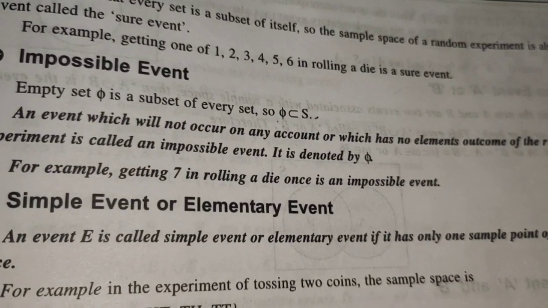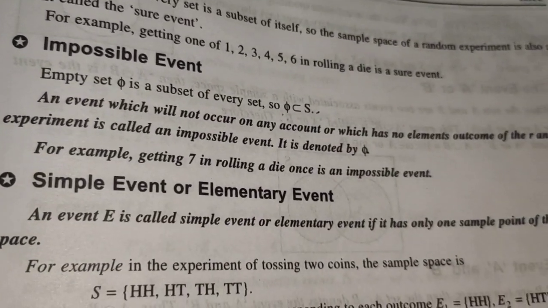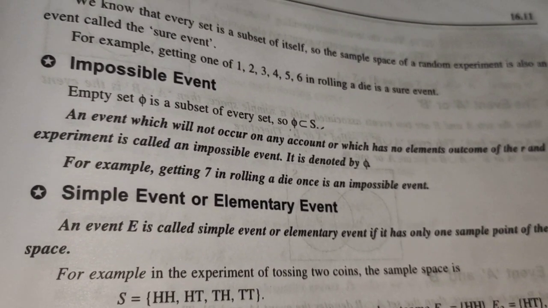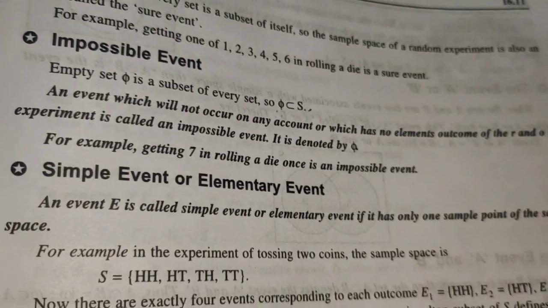For example, getting 7 in rolling a dice once is an impossible event. Here we cannot find any face written as 7. There are only 6 faces, numbered 1 to 6. So it is an impossible event.